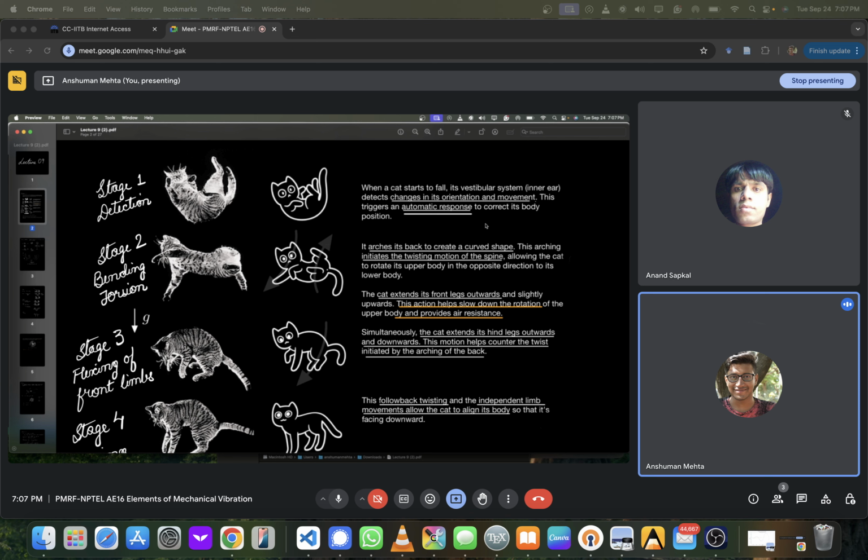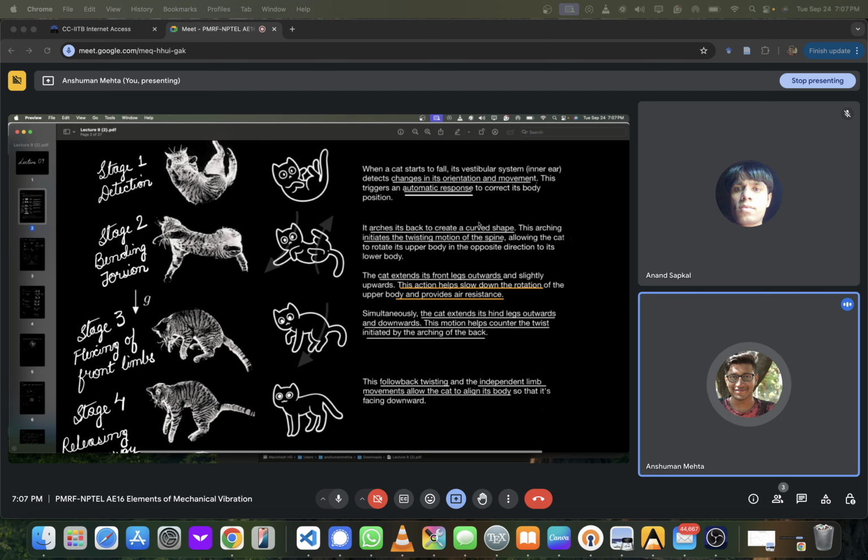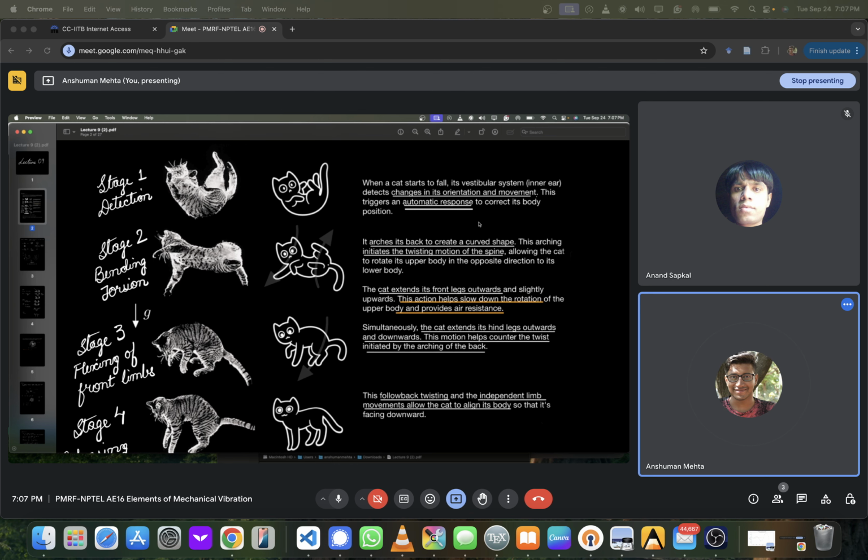Now what it does, it extends its paw like this, and two things happen. One thing, the extending gives the cat control of how much to rotate. If it's very far down there, it will just slowly extend its front limbs, and if it's very near, then it will quickly extend its limbs. So it gives us the control. When it extends its front leg outward, it helps to slow down the rotation. So that is very important.